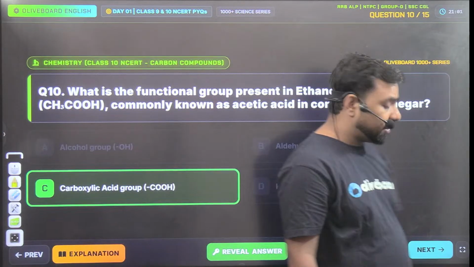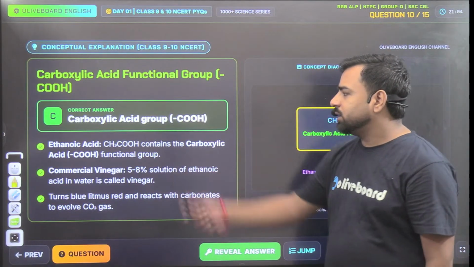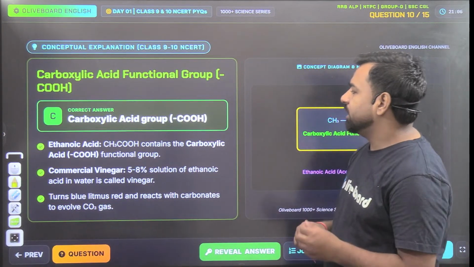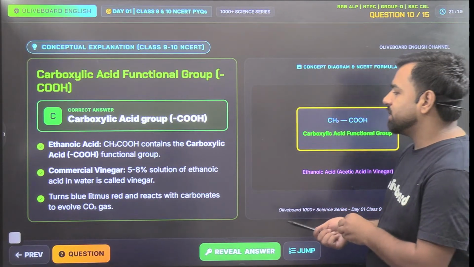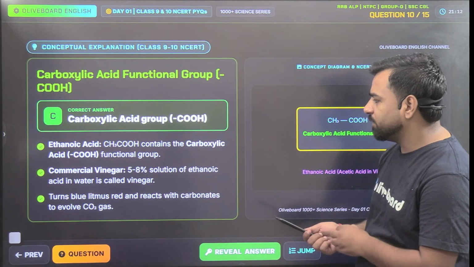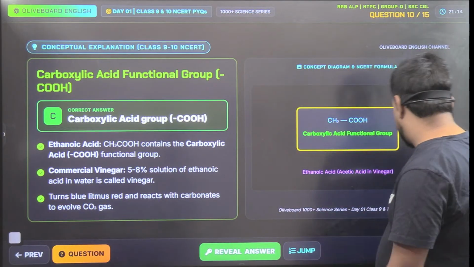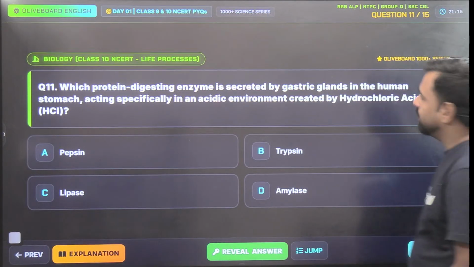A was the alcohol group. So ethanoic acid contains the carboxylic acid group. Commercial vinegar is a 5 to 8% solution of ethanoic acid in water. That's called vinegar. So that's done. Next. Now it's about bio, right?